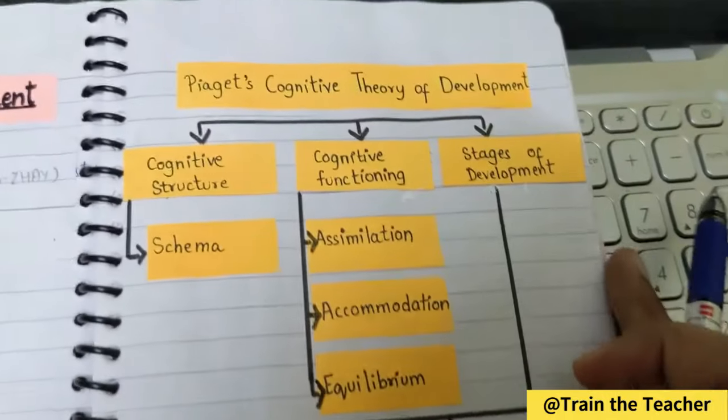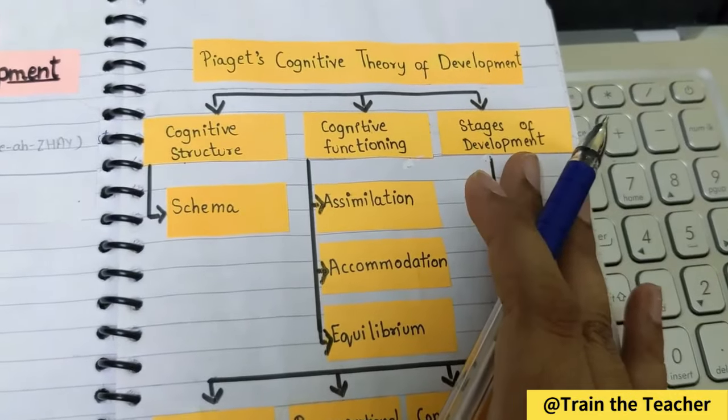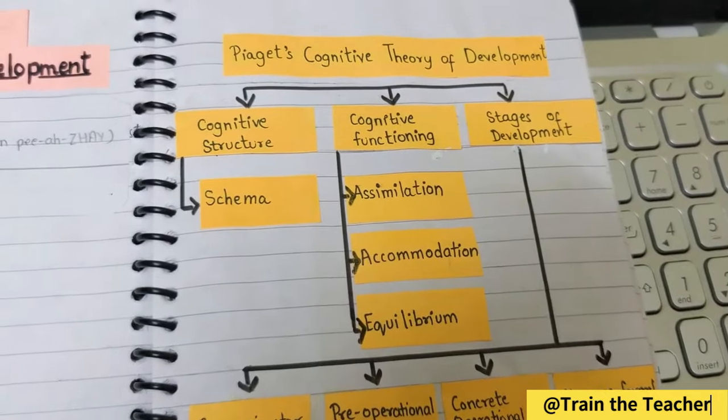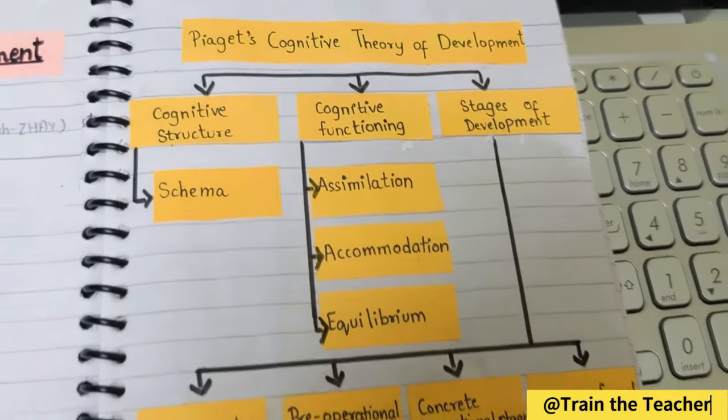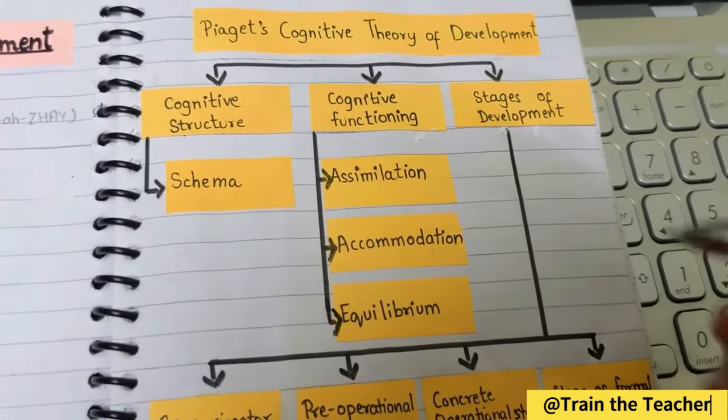All right, so Piaget's cognitive theory of development is very easy, but you have to understand it. Okay, because we can't memorize it. If you are going to memorize it, it will not stick with you for long.